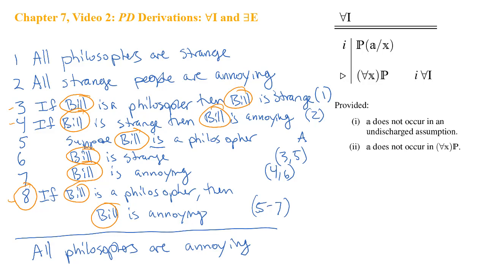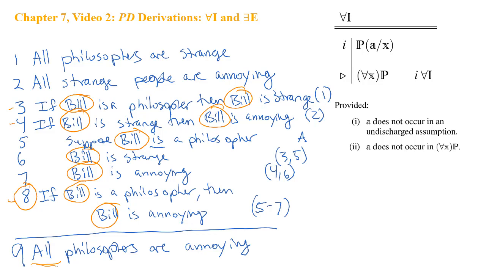So what's said in 8 applies not just to Bill, but to anyone at all. And so that allows us to conclude that all philosophers are annoying. Or for any person, if that person is a philosopher, then that person is annoying.